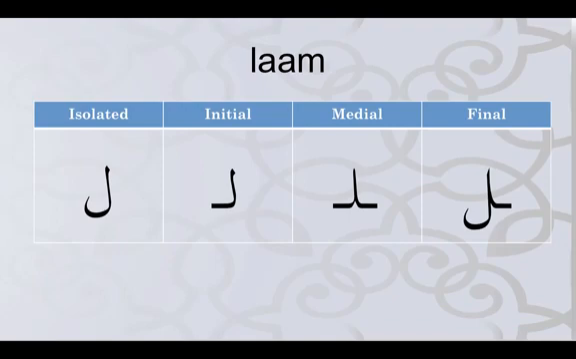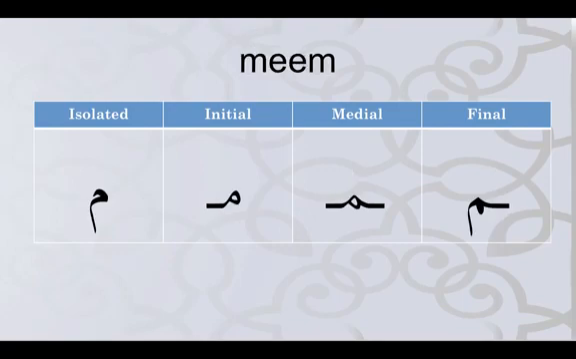Next, we have the letter lam. Its four forms, you've already learned the isolated one, the one that you see on the left, but its four forms are written different from each other. The initial is different from the isolated, medial, and final. Just take a quick look at it and we'll move on.